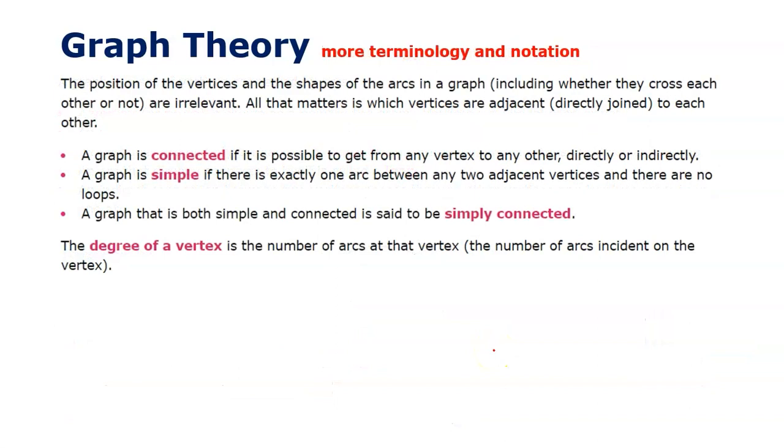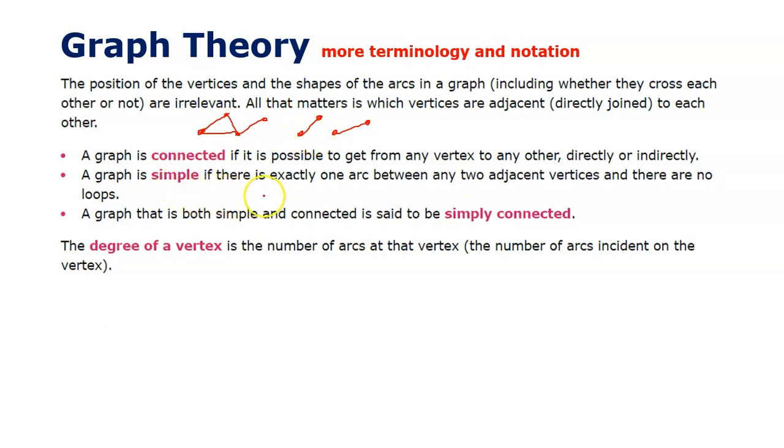Graph theory, there's some more terminology and notation. A graph is connected if you can basically get from any vertex to any other. So this is a connected graph. Whereas this, I'm going to put my vertices in exactly the same points, but if I just join them up like that, you can see there's a gap in between. So this is not connected. This is connected, this is not.